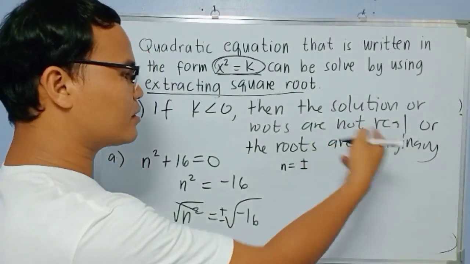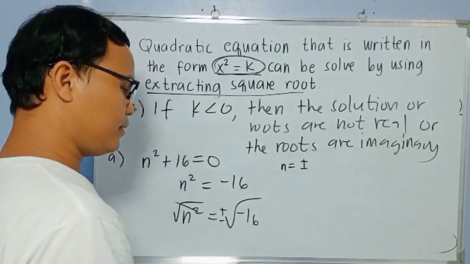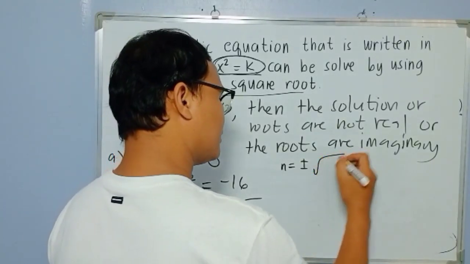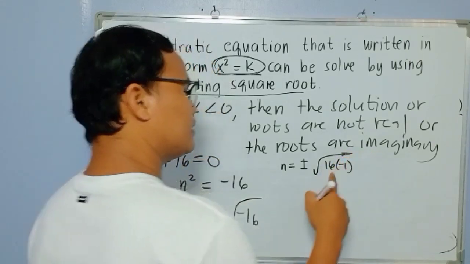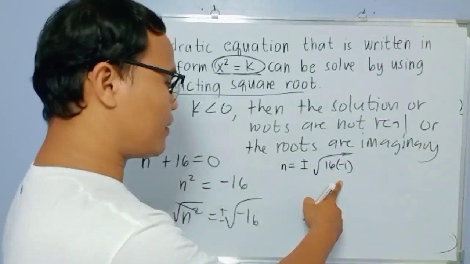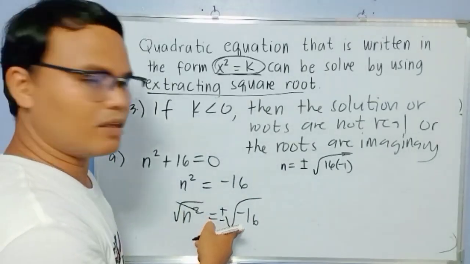Yes, we know that the roots are not real. But if we are going to simplify this one, this will be equal to 16 times negative 1, right? 16 times negative 1. Because 16 times negative 1 is negative 16. So, di-factor lang po natin.